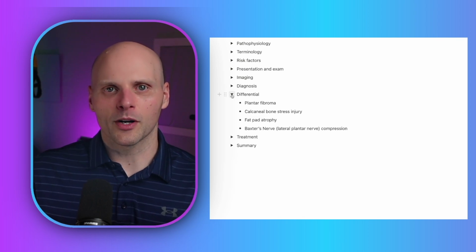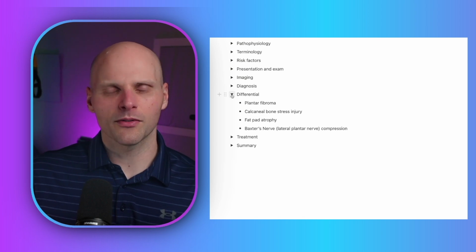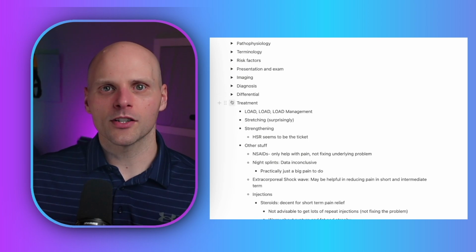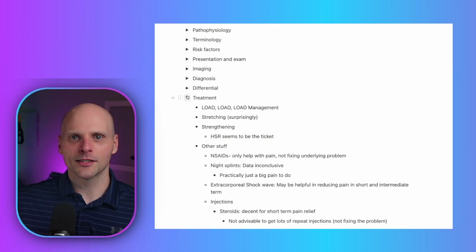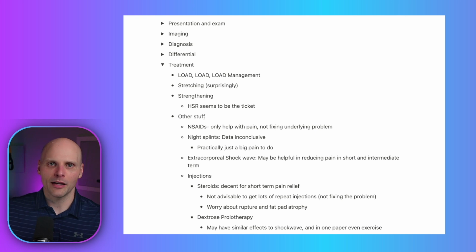So the big thing that we're going to rule out here is a bone stress injury. And that's where an MRI might be handy if we're really cautious or worried about that, but not all the time are we going to get that. In terms of treatments, there's a whole lot of treatments, and the big thing is load management. I've talked about this with tendinopathy, same thing with plantar fasciopathy.